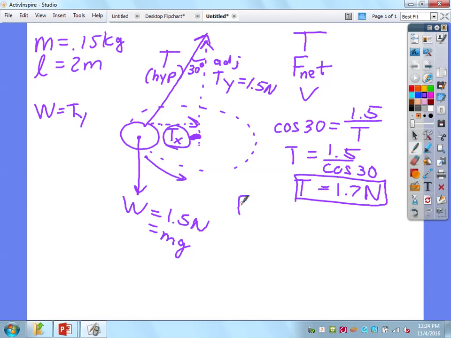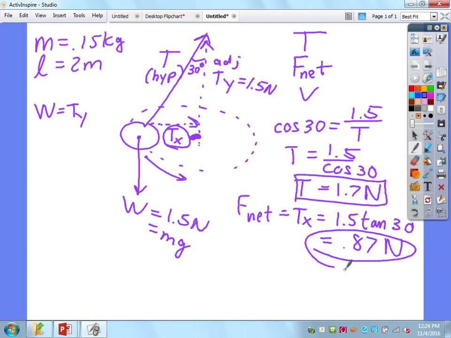So the F net is equal to Tx, which I can solve for by using tangent, opposite over adjacent. Tangent 30 equals Tx over Ty, multiply out the Ty. So Tx would be 1.5 times tangent 30. The net force is 0.87 newtons. I just use trig. This is the adjacent side, that's the opposite side. Tx is the only force pointing toward the center of the circle that's being created below the string.